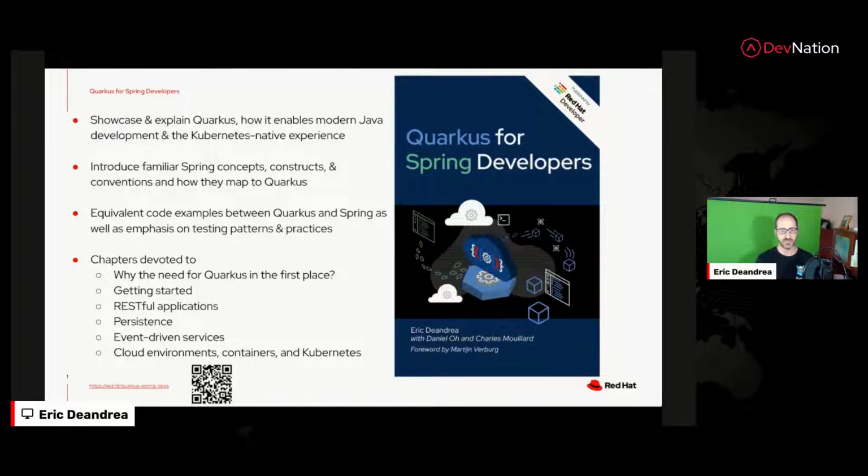We added persistence. So looking at both Spring Data JPA, and Quarkus has this thing called Panache that is an abstraction on top of JPA, just like Spring Data JPA is. And so you'll find some of the patterns are very, very similar.